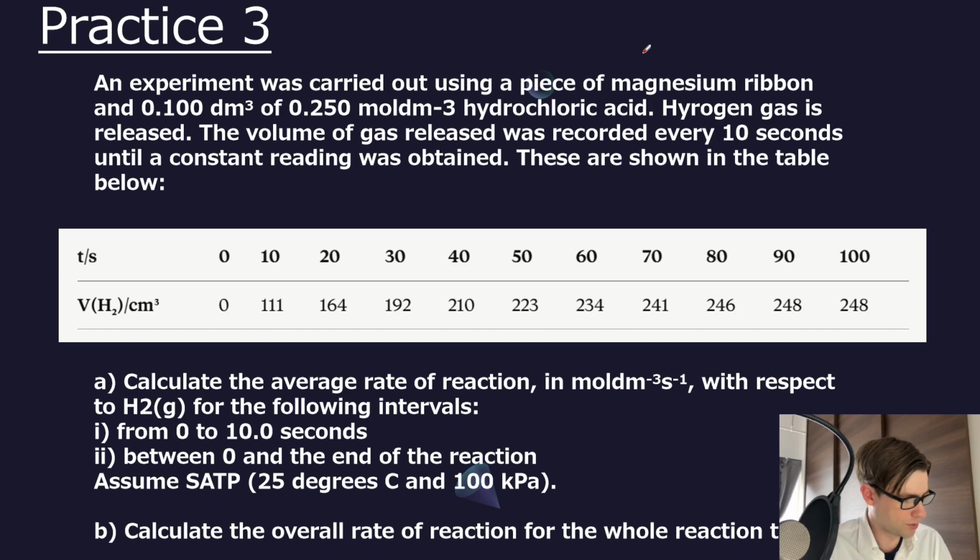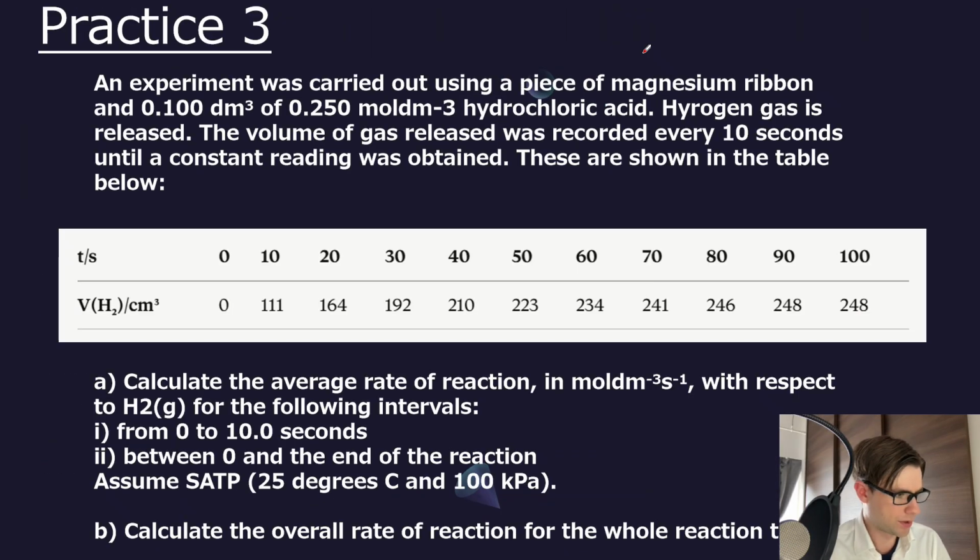So we have some things to do. A, calculate the average rate of reaction in mole per decimeter cubed per second with respect to H2 for the following intervals, from 0 to 10 seconds, and then between 0 and the end of reaction. Assume SATP, standard ambient temperature and pressure. So that is 25 degrees C and 100 kilopascals. I'm pretty sure that's in your data book. And calculate the overall rate of reaction for the whole reaction time. Okay, so there are some things to do here. It's more complicated than it seems, I think.